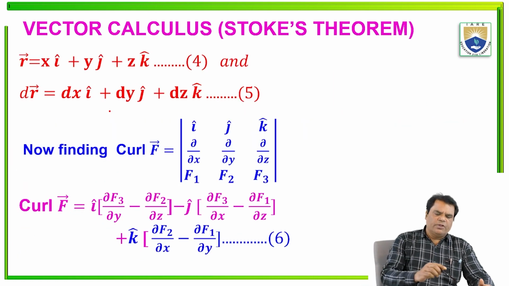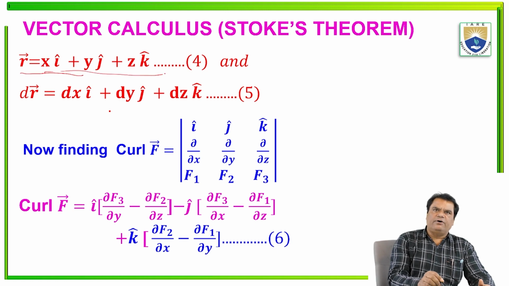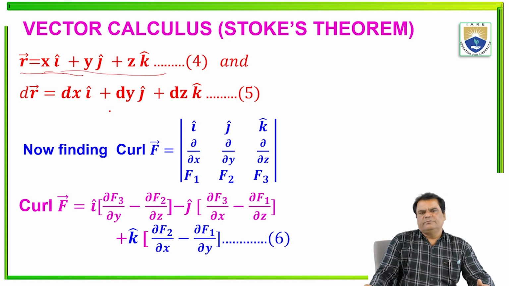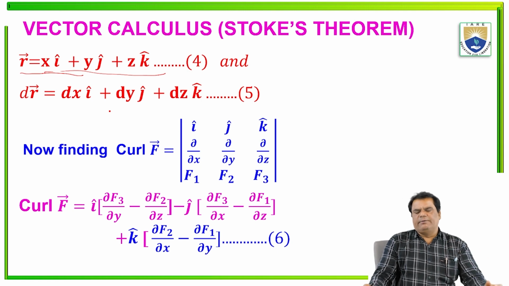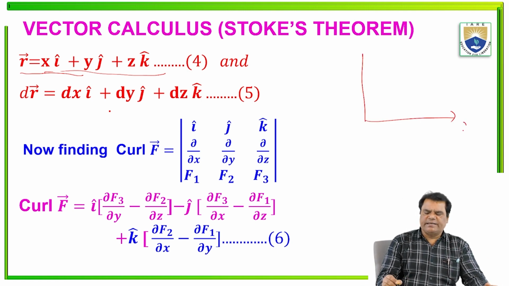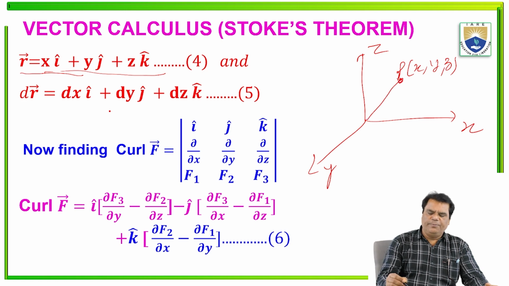And next, the position vector r. Any point P is given in our question. Suppose this is the x-axis, this is the y-axis, and this is the z-axis. This is point P, its position is x, y, z. And this is OP, where O is the origin. Here OP is this, and this is point A. Okay, this is the diagram.